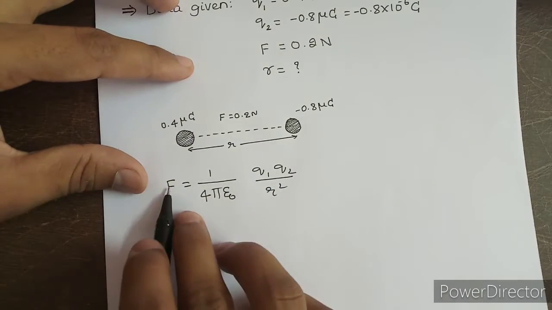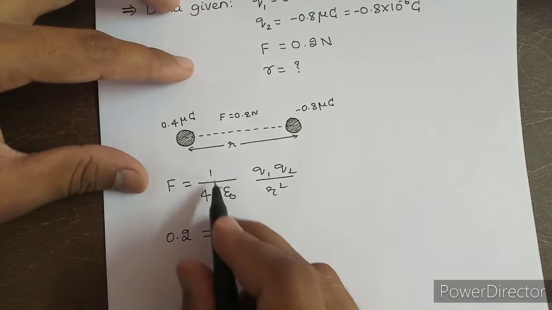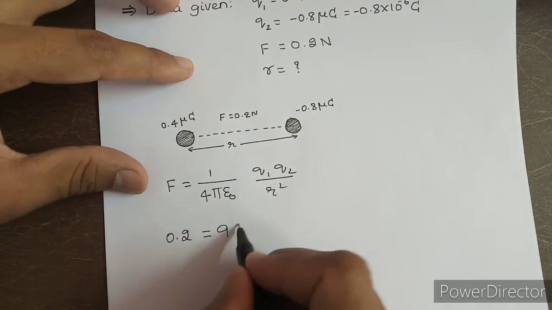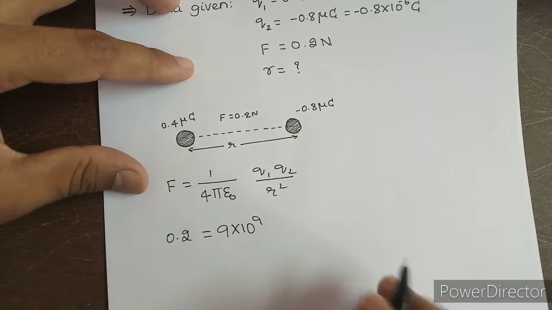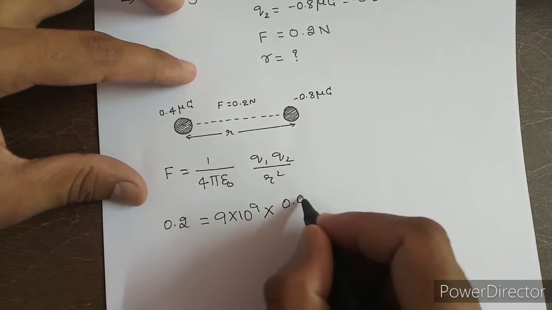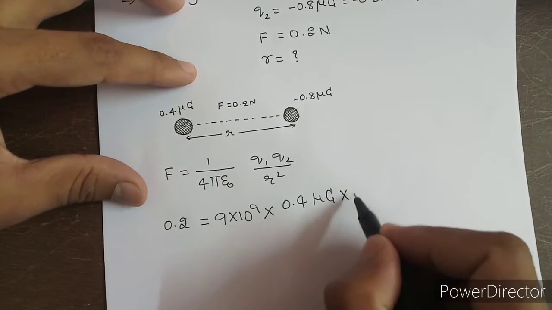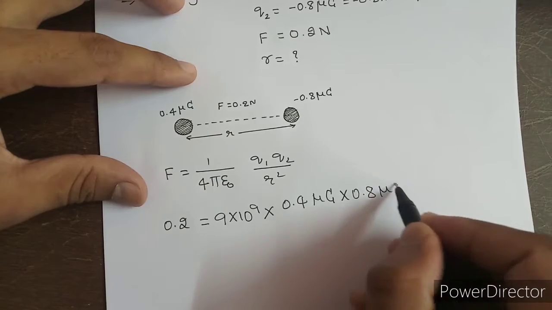We know what F is. How much is that? 0.2 Newton. That is equal to 1 by 4 pi epsilon naught. Value is how much? 9 into 10 to the power 9, into q1, which is 0.4 microcoulomb, and q2, 0.8 microcoulomb.